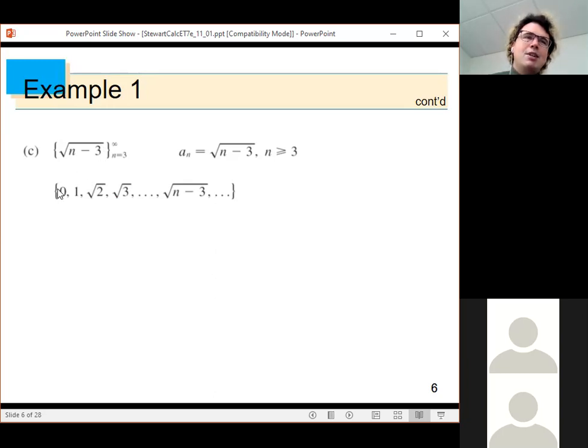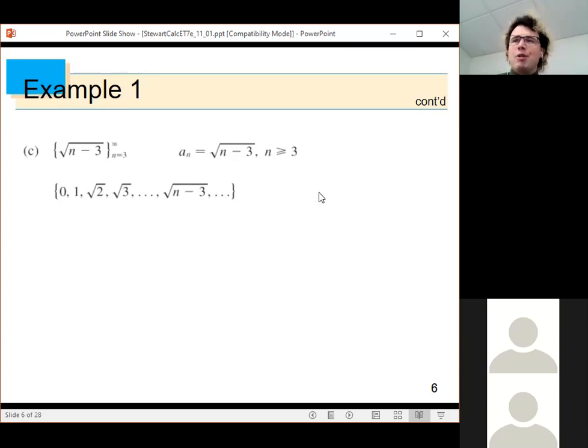This time it starts out at 0 and then 1, and from there on out, the rest of the entries in the sequence are these square roots. So sometimes these will be an integer and sometimes they will be irrational numbers.